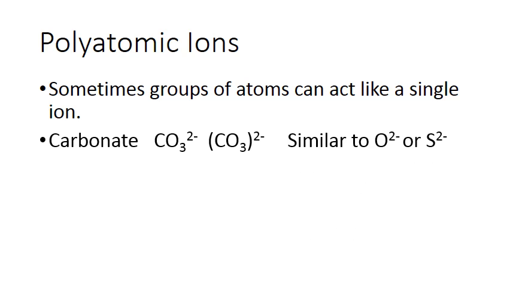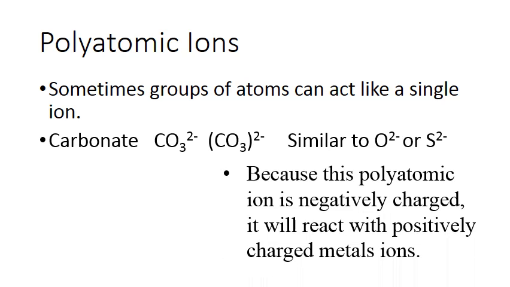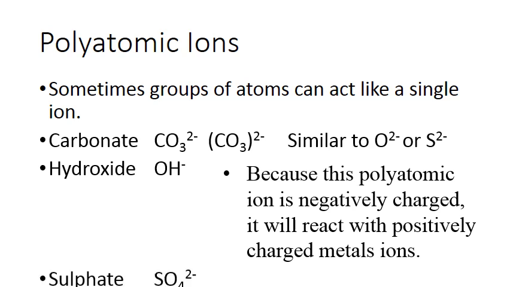So that means that carbonate acts similar to an oxygen ion or a sulfur ion, which are also 2-. And because this polyatomic ion is negatively charged, it will react with positively charged metal ions. And we'll get into that in the next video. But the important part to remember here is that the whole group of atoms behaves similar to just one single ion. So another group is a hydroxide group, which has a charge of -1, or 1 minus, I guess.